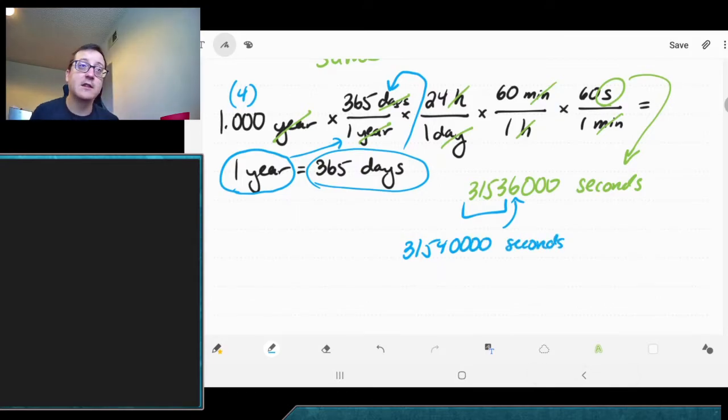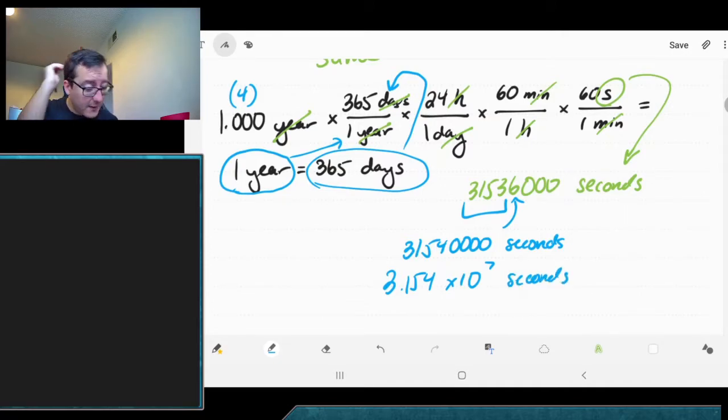Or if you notice this is a really big number, it may be better to put it in scientific notation, just so it's a little bit easier. 1, 2, 3, 4, 5, 6, 7. So you might say 3.154 times 10 to the 7 seconds. Either of these is okay.